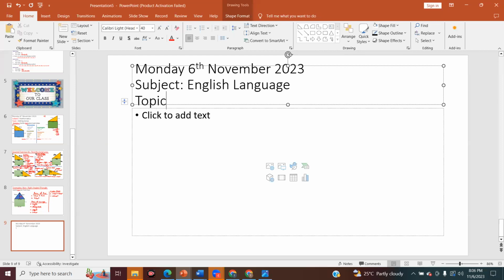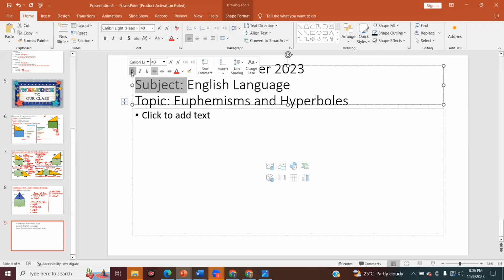And the topic is, what was the last thing we did in English language? Greek and Latin roots. Greek and Latin roots, very good. Today we're going to be looking at euphemisms and hyperboles. Euphemisms and hyperboles.